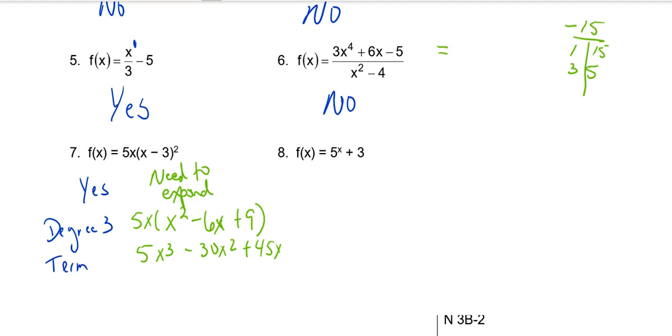And we're going to have 3 terms. So we've got a degree of 3. There we go, there's our 3. And we have 3 terms. 5x cubed, that's the first term. Second term is negative 30x squared. And third term is 45x. Alright.